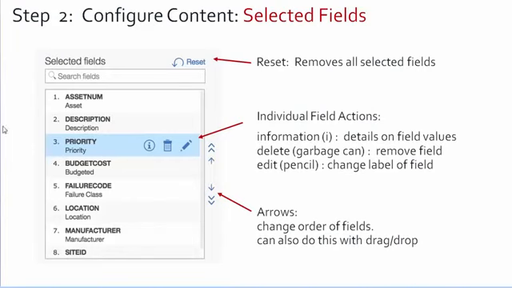A couple other important points about your selected fields. Once you've added values over to the right-hand columns, what you actually want to analyze is over here. On the very top is a reset. A reset will wipe out or remove all of your selected fields. Within any field that you've added, there are individual actions. The I, just like our object sets and our available fields, will give you more information on that attribute. You can delete that individual attribute or you can edit it.